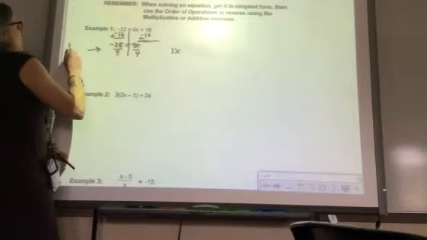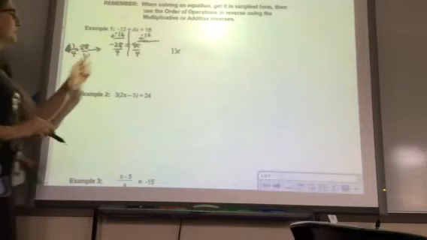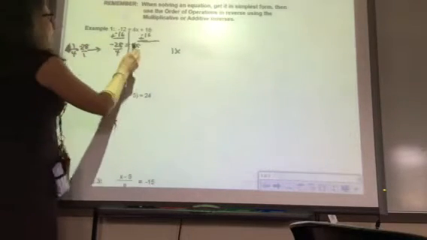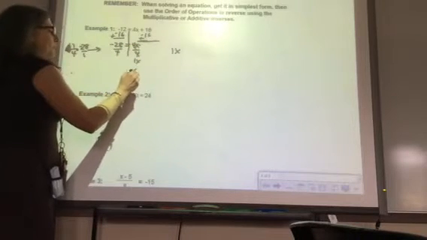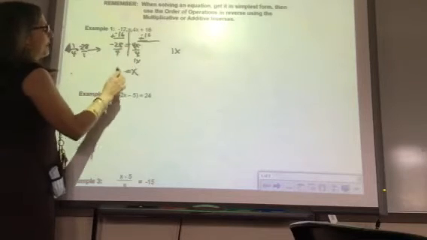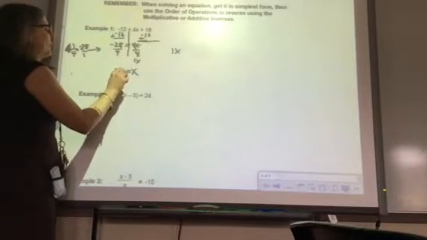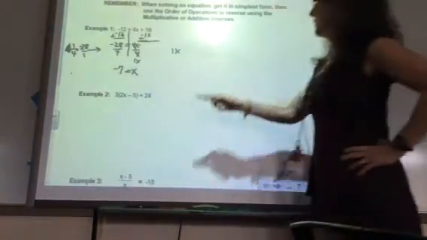multiplying by 1/4 times negative 28 over 1. Okay, but it's much easier just to divide by 4. 4 divided by 4 is 1x, and x alone, because 1 times x is x. And then negative 28 divided by 4, I'm thinking the answer is negative 7. So now we're going to check that.